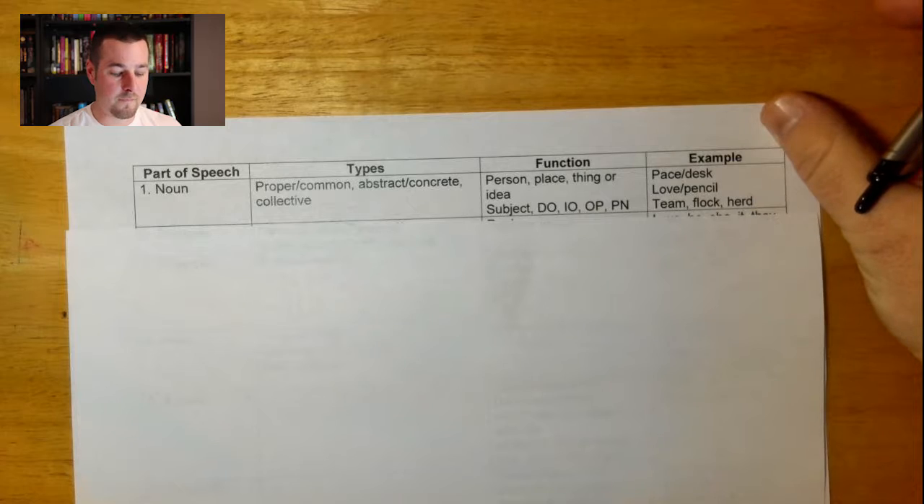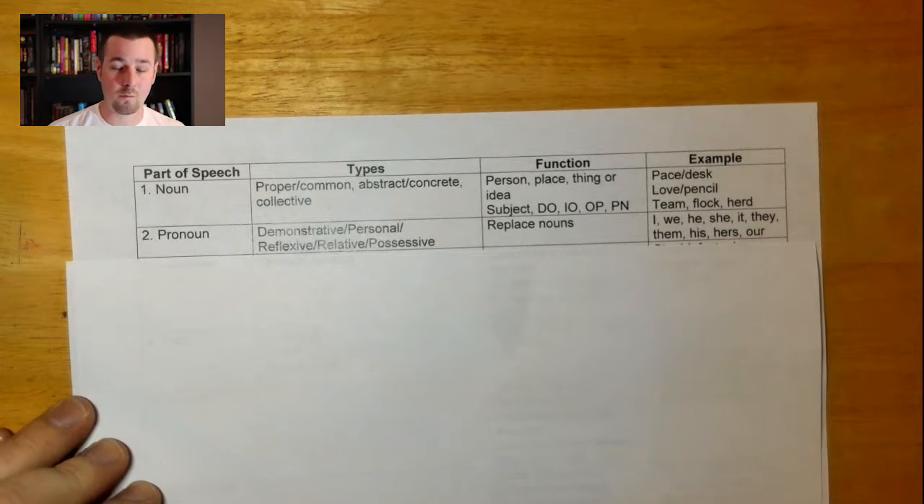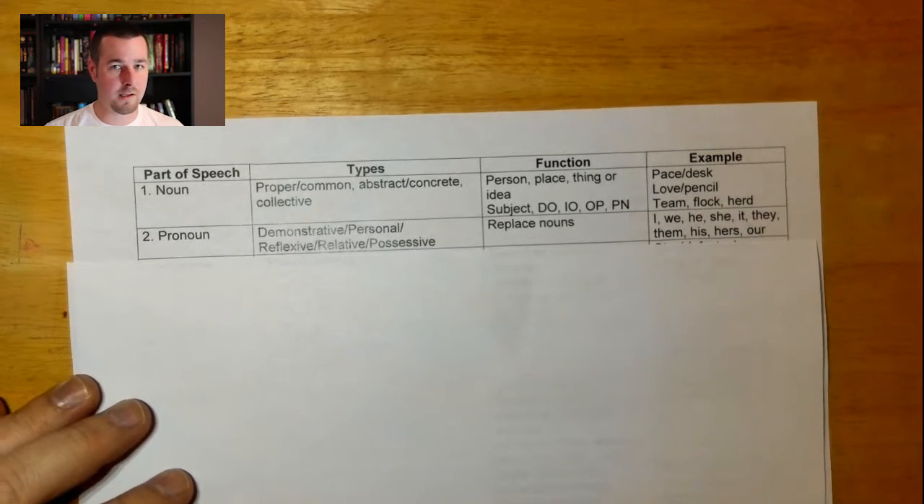Alright, the next part of speech is a pronoun. Okay, these are professional nouns. They get paid for what they do. No, not really. But they do a pretty good job of just taking the place of the noun. And thank God we have it, because if not, we'd have some really weird sentences, or you'd sound like you're talking in third person like all the time.